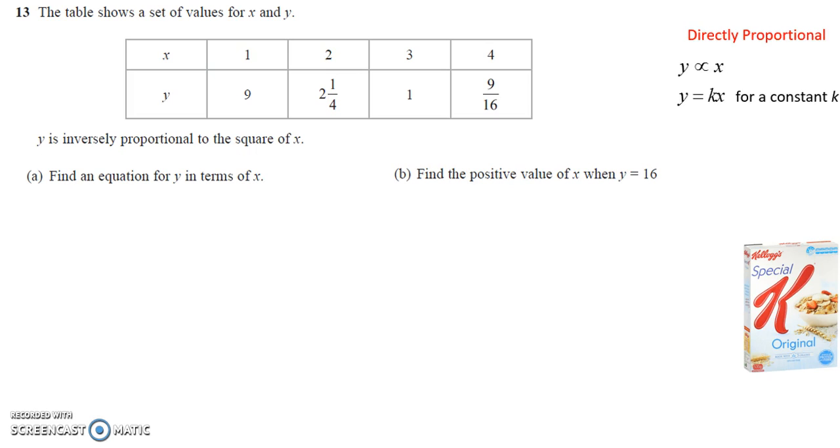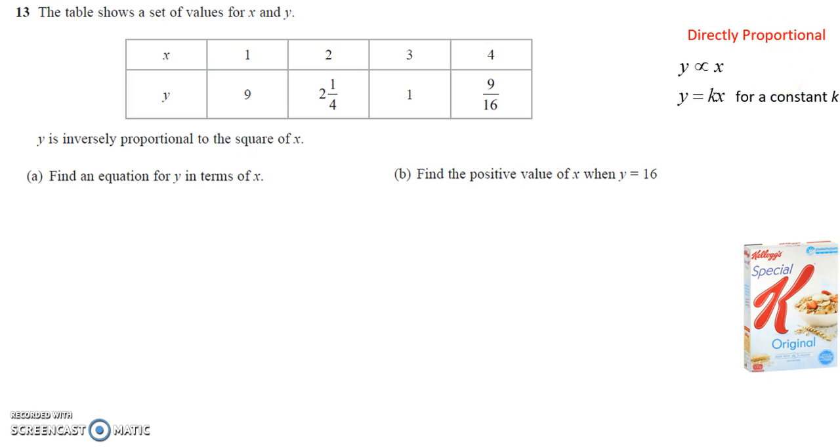Direct proportion, so this is the proportion symbol, it's a bit like a fish. People tend to think of it as a fish. Direct proportion, you just write y is proportional to x, alright? And then the fish always turns into an equals k. So you can see that it's turned into y equals kx.